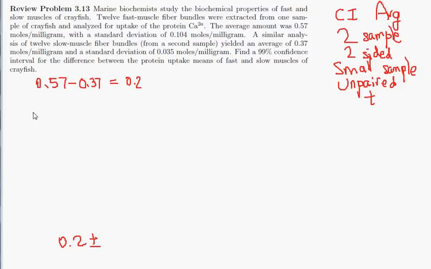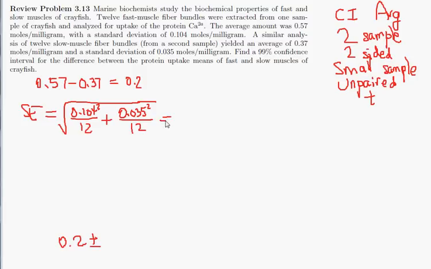The standard error is equal to the square root of 0.104 squared over 12 plus 0.035 squared over 12. And this works out to be 0.031677.